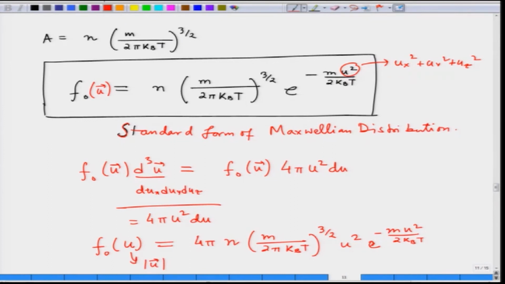Okay. So, here I end this part. In the next part we will start deriving the evolution equation of different moments of velocities.